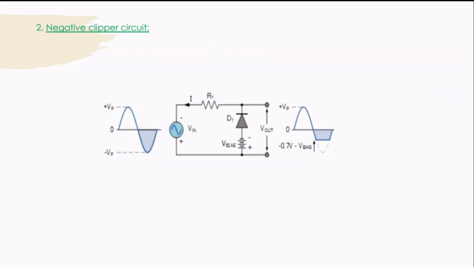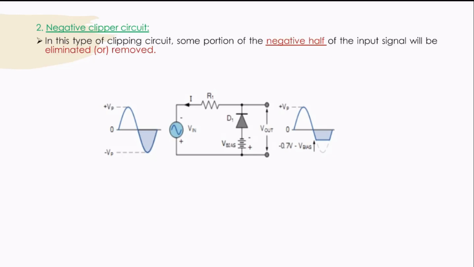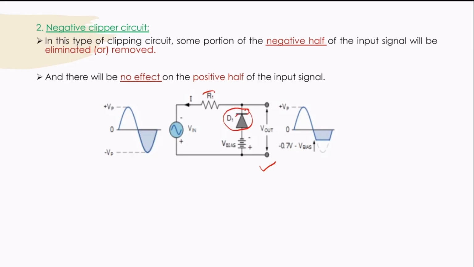Now coming to the second one, that is the negative clipper circuit. In this type of clipping circuit, some portion of the negative half cycle of the input signal will be eliminated or removed and there will be no effect on the positive half cycle of the input signal. Now if you see here, this is the circuit diagram for the negative clipper circuit, in which this is the Zener diode and this is the resistor and this is the voltage source and this is the biasing voltage.